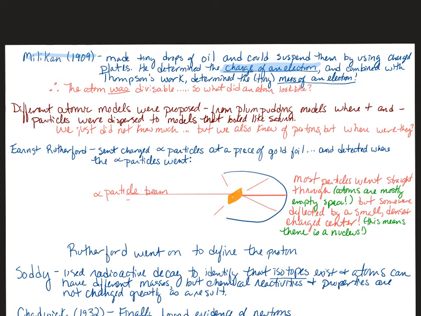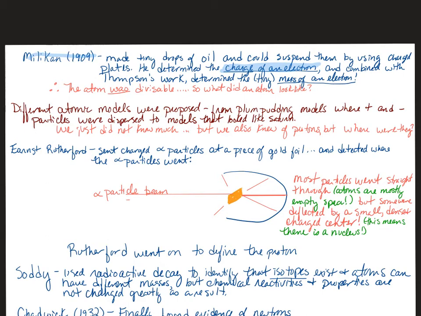So several different atomic models were proposed. Things that look like plum pudding, where maybe protons and neutrons were spread throughout the entire atom. Those things were proposed. And maybe some other types of models looked sort of like Saturn. We just really didn't understand things.